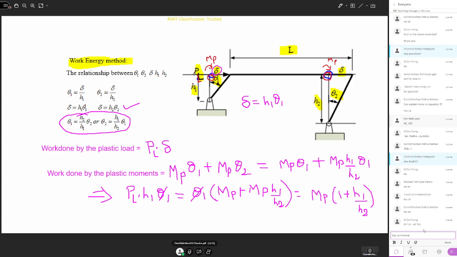Our aim is to write the plastic load. So you can write PL is equal to, simplify this, and write down your answer. So that will be the work energy method. Is that clear, guys? Any questions?